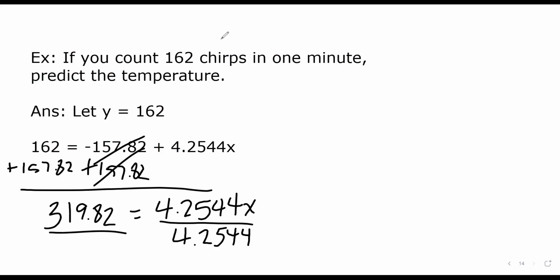So, 4.2544. And so we get x is approximately, we'll round it to the nearest whole number, divide that by 4.2544, and we get about 75 degrees.